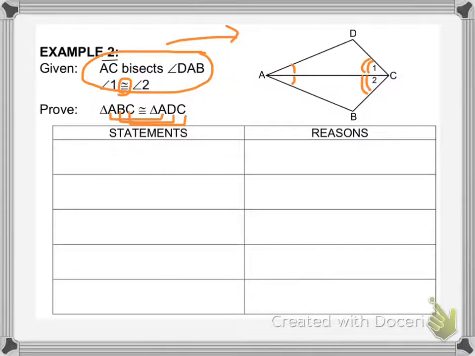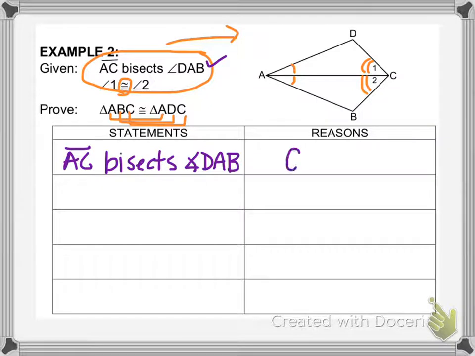We're going to start. Our first statement is going to be our first given: segment AC bisects angle DAB. The reason we know this statement is because it is given. So you're being very logical, you're slowing down, you're just basically writing out and justifying your reasonings. All right, this is not a congruent statement though, so I'm not done with this. This statement led me to know that these two angles were congruent.